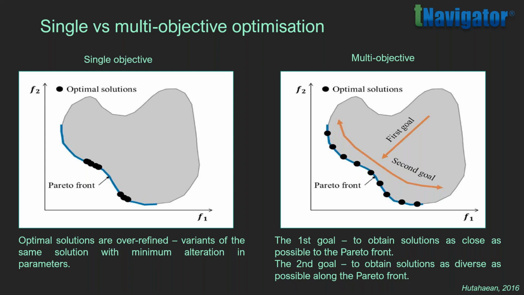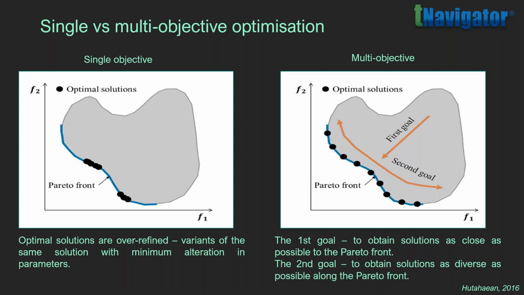And as you can see on the left-hand side, all our solutions, which are black dots, are very close to each other. In a way, they're pretty much the same. So what we can say about the solutions is that they're over-refined, or that means that they're pretty much the same. They are variants of the same solution with just a minimum alteration in parameters.